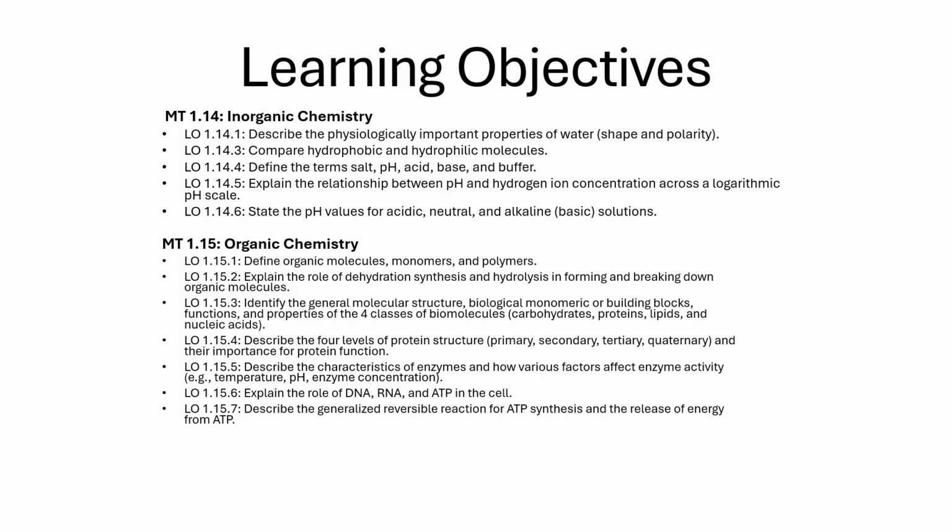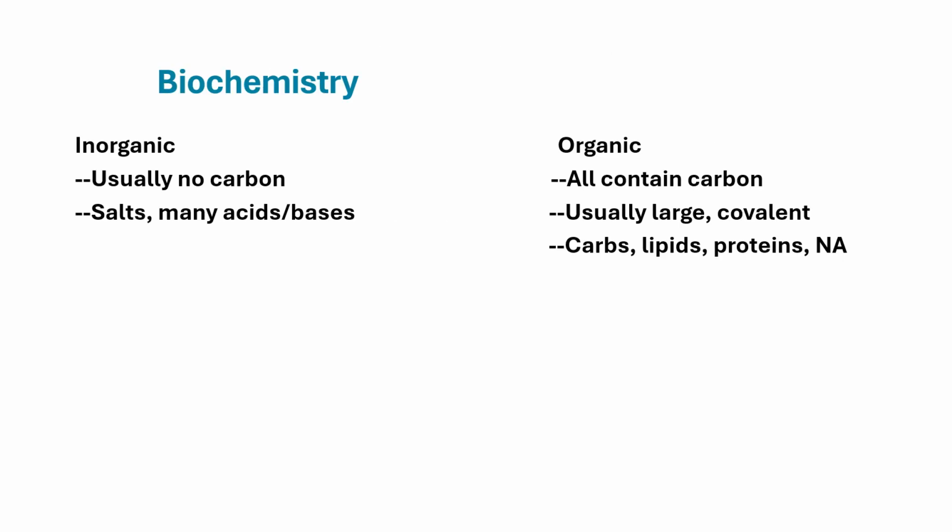This lecture we're going to cover inorganic chemistry and organic chemistry. So inorganic chemistry, there's usually no carbon. We have salts and we have many acids and many bases. Organic chemistry contains carbon molecules, and usually they're very large and they form covalent bonds. These would be carbs, lipids, proteins, and nucleic acids.